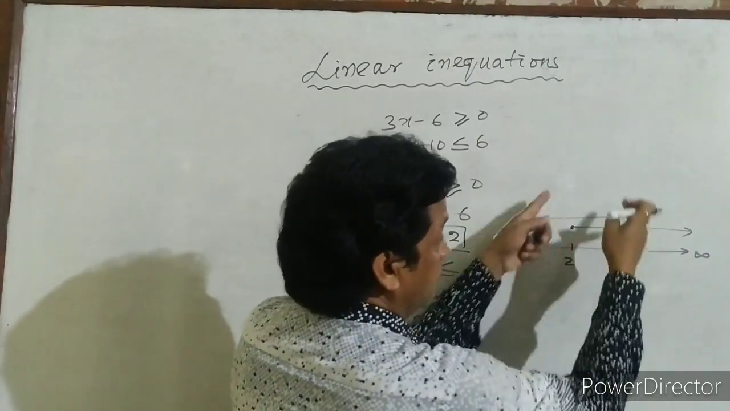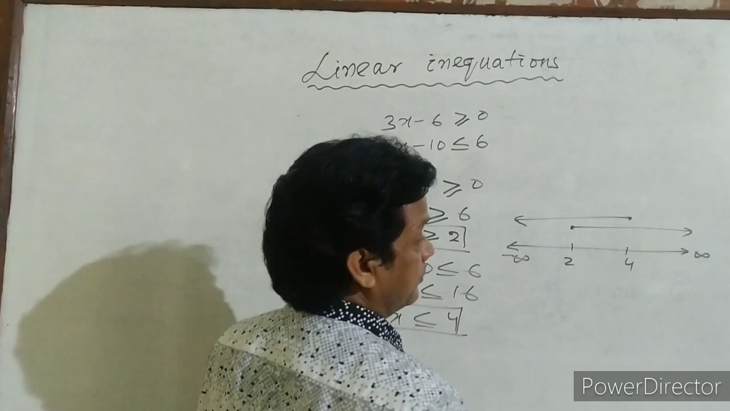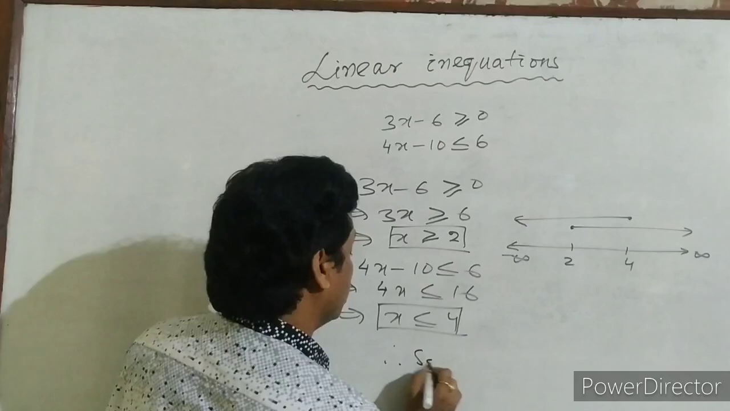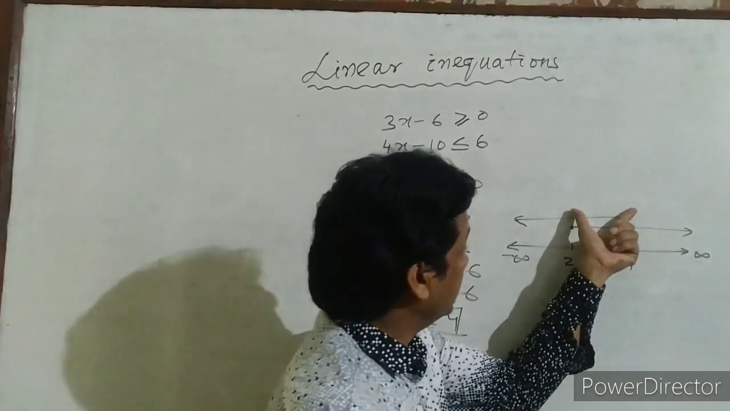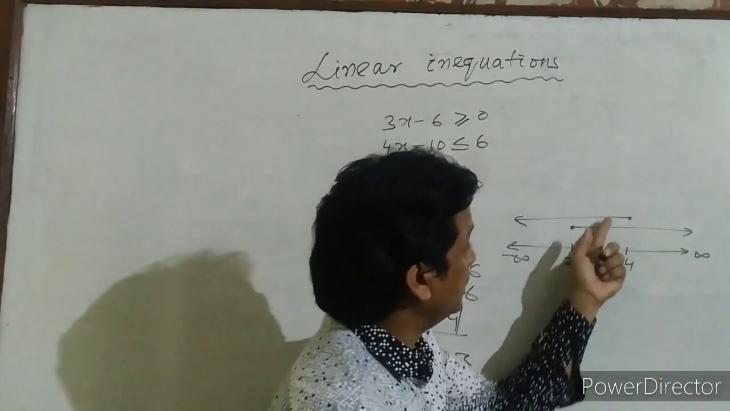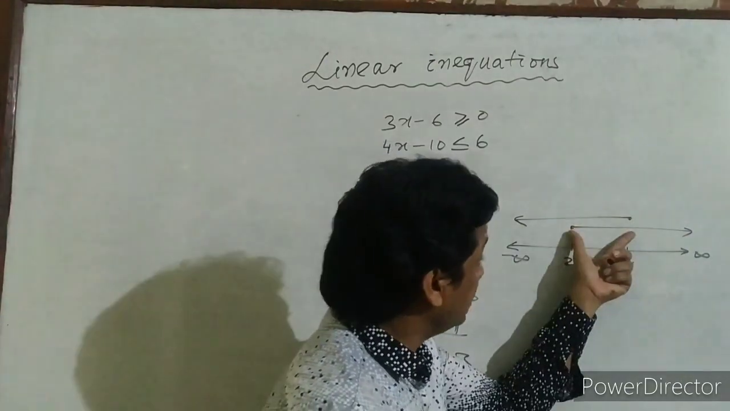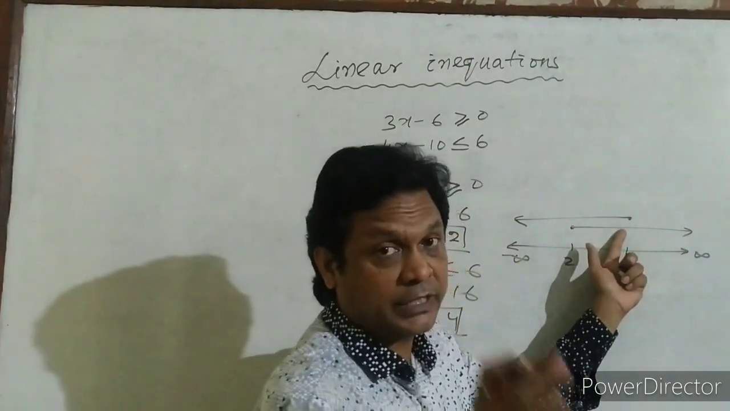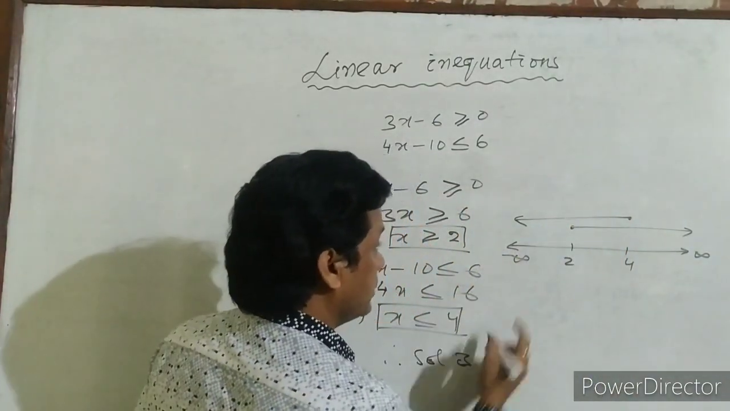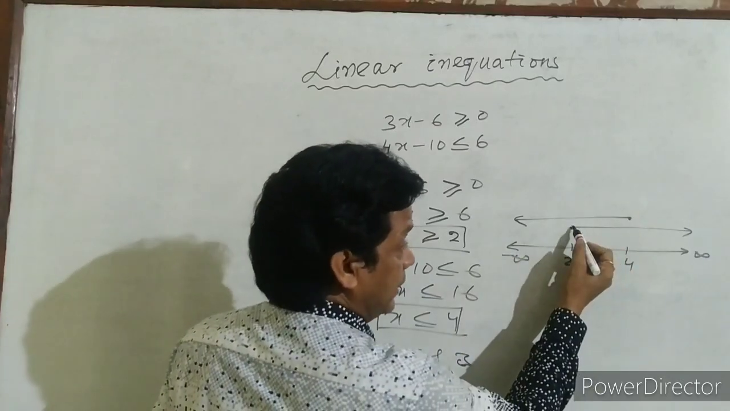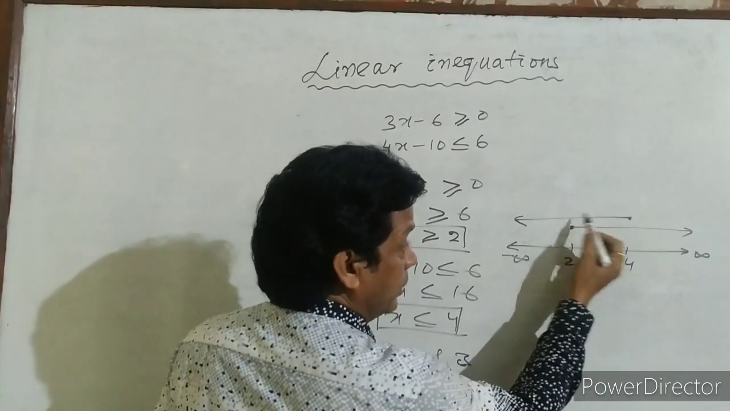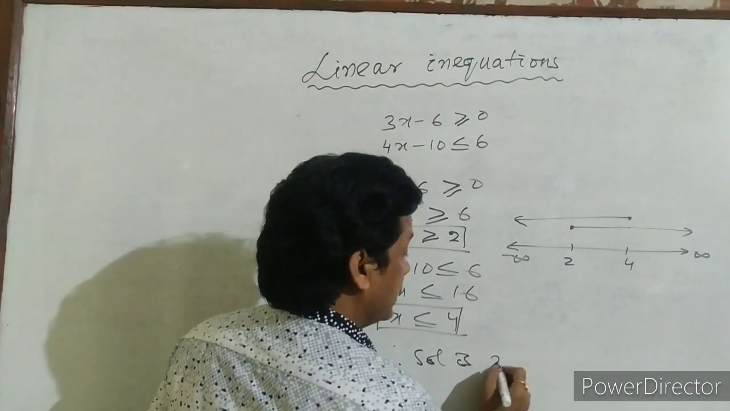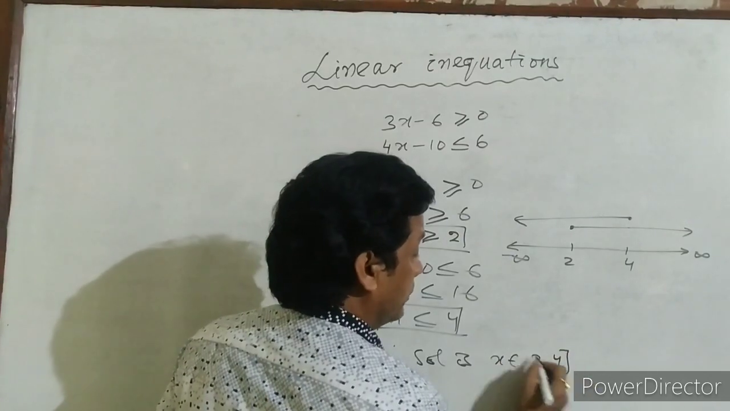And what is the intersection of the two lines? You have to find out the region in which the two lines intersect. Therefore the solution is the region in which there are two lines. So this region is the solution region. If the two lines do not coincide, then there is no solution. So here the solution is from 2 to 4. Here 2 is included, here also 2 is included, here 4 is included, here also 4 is included. So the solution is x belongs to the closed interval 2, 4.